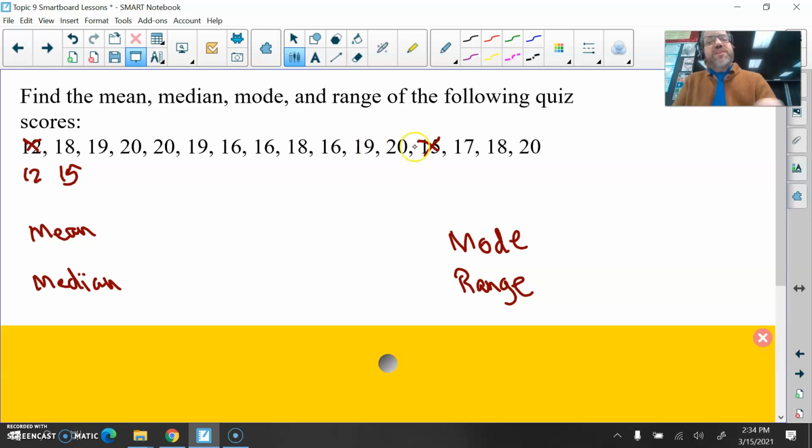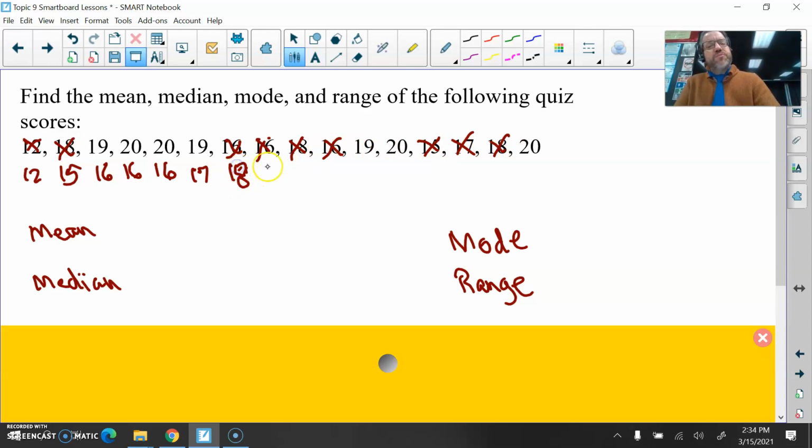Next, I have some 16s. And when I look here, I see I have 1, 2, 3 students who received a score of 16. Again, I'm writing them directly below the numbers in my original list. I don't want to miss any. Next, I have a 17. Let's get that written down. And then 18. Here's an 18. Here's another one. Ooh, here's another one. 3 18s. Interesting.